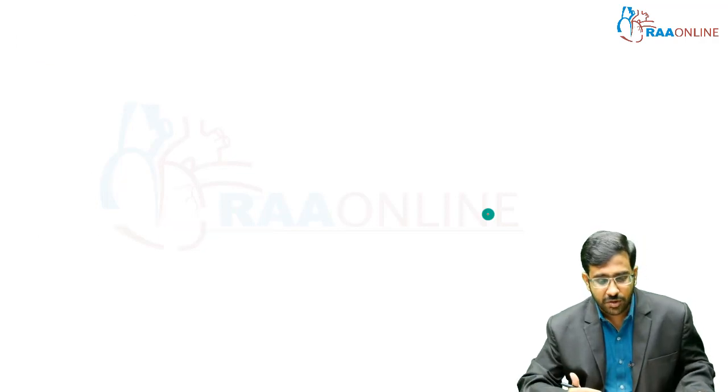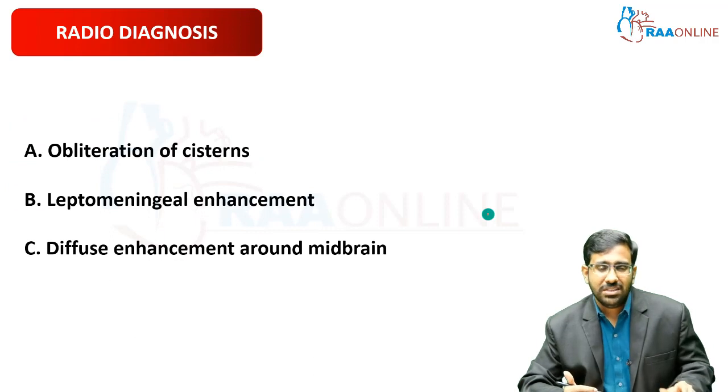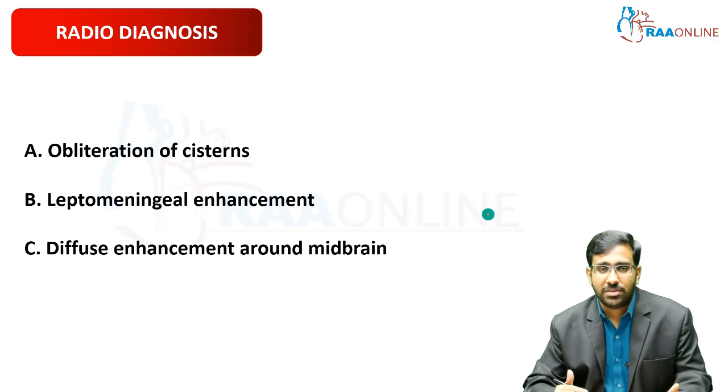So with this, we are moving on to the radio diagnosis. Once we get a patient with this kind of illness, the patient is going to have certain symptoms which are more suggestive of infection of the central nervous system. So we will be having a non-invasive radiological investigation like CT or MRI. In case of this kind of amoebic invasion, the patient can have findings like obliteration of cisterns, and again the patient can have leptomeningeal enhancement, and diffuse enhancement can be seen around the midbrain. These are the classical features which can be seen in case of primary amoebic meningoencephalitis.